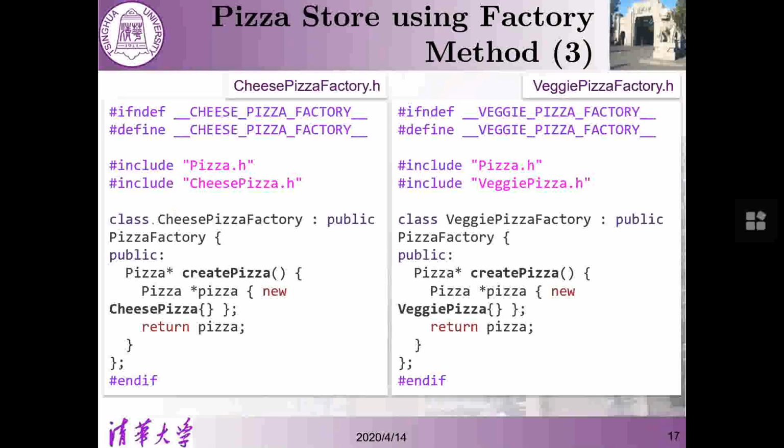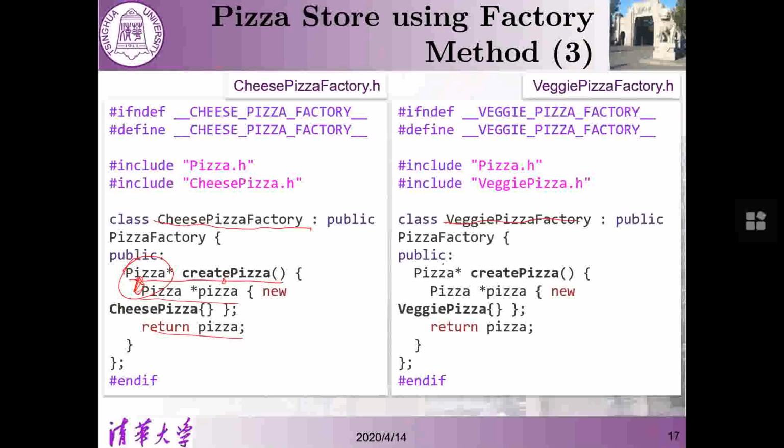So we can see here, the cheese pizza factory, we implement this create pizza, override this create pizza interface. And in this create pizza interface, we return a pizza pointer like this. So be careful about this. We are always programming to an interface as much as possible. This is a key. We always program to an interface as much as possible. Okay.